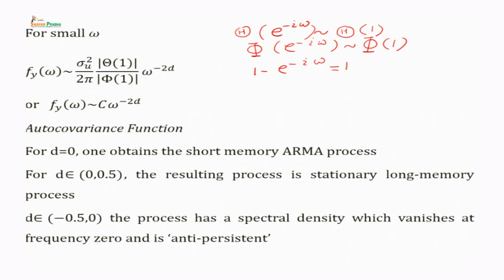This is equal to 1 minus, we expand it, so we get 1 minus 1 plus i omega, and then we ignore the higher order terms, because higher order terms have omega square, omega cube and so on. So, this is approximately equal to i omega. Then mod of this is approximately equal to omega. So, you get omega to the power minus 2d here. So, the spectral density is approximately equal to a constant, and we write this quantity as C omega to the power minus 2d.